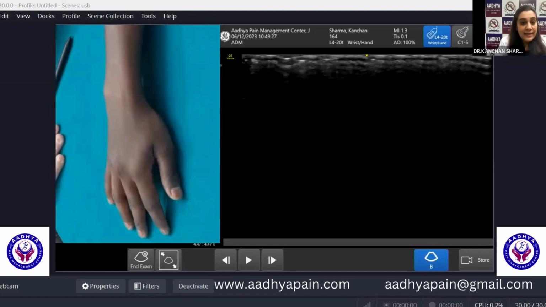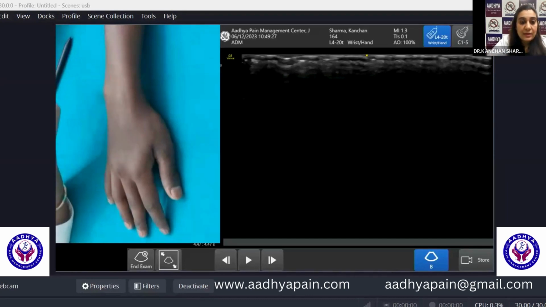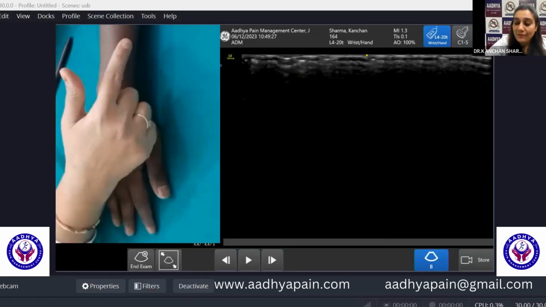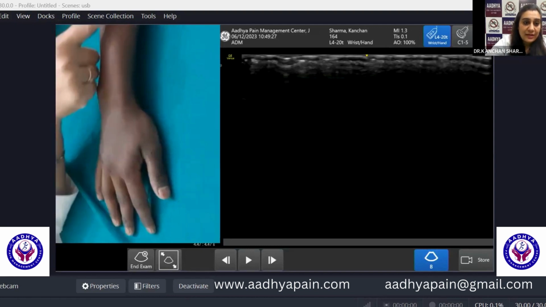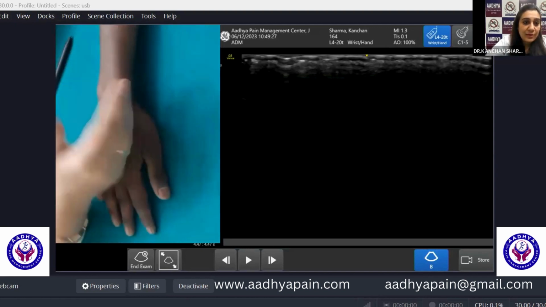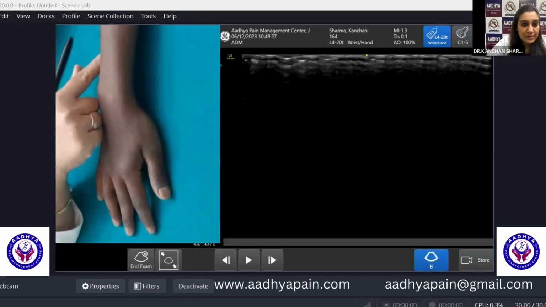wrist. Second thing, which I always say, is that you go for the palpation and then you put your probe, then it becomes very easy for you to examine the structures, right? So first you just start palpating. This is the radius, right? Because this is the radial side, you have the radius here, you have the ulna on this side.